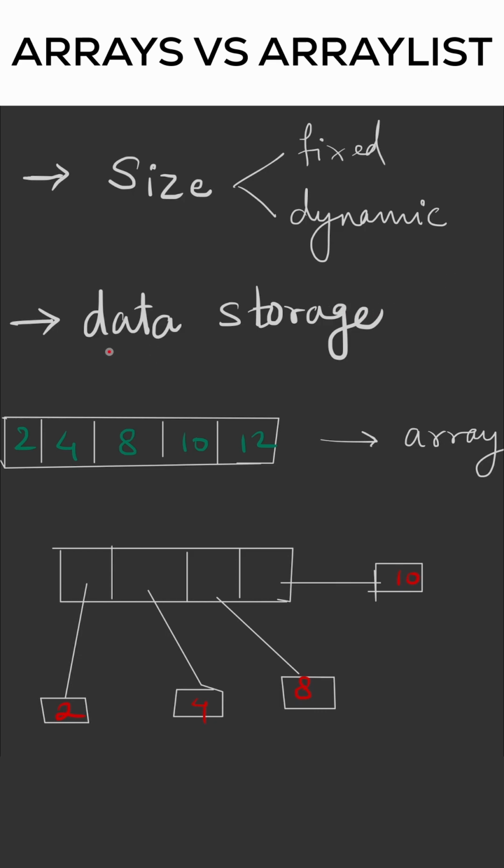The second and main difference is regarding how the data is stored inside an array and an array list. Inside an array, the data is stored continuously. As you can see here, suppose the data starts storing from location 2000, the data is going to be stored in continuous allocation.